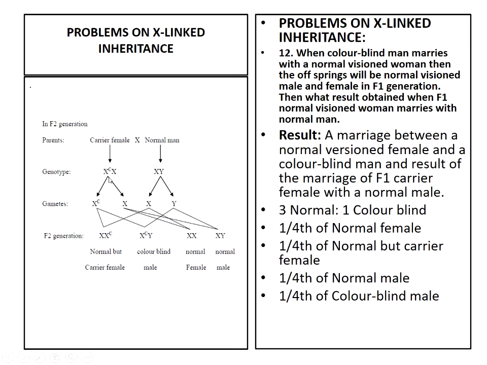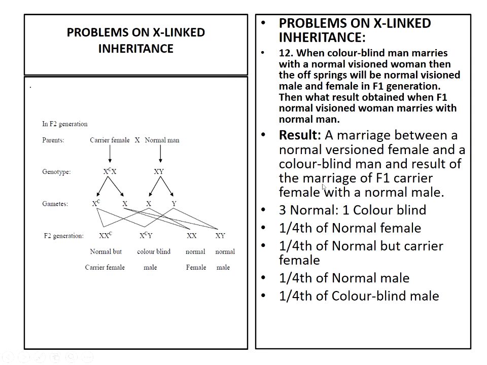So the genotypes are, for a carrier female, X^C X, and for a normal man, X Y. So the gametes are, for the carrier female, X^C and X, and for the normal man, X and Y. So by this, in the F2 generation, we are going to obtain a normal but carrier female, a color blind male, a normal female and also a normal male.